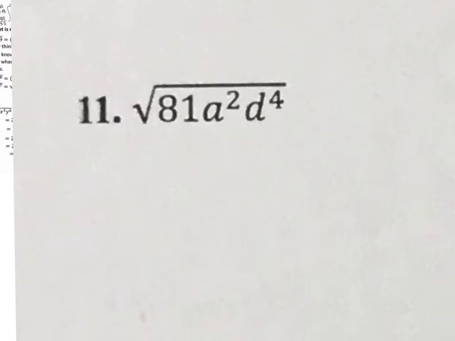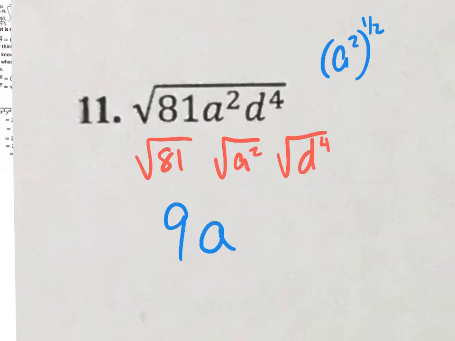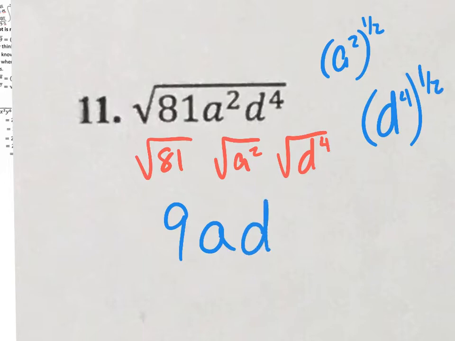Why? Because every single item in the square root right there works out perfectly. Check it out. When you split the root, remember, the square root of 81 is just 9. The square root of a squared, that's like saying a squared to the 1/2 power. So it's just like dividing it by 2, so you just get a. And the square root of d to the 4th, that's like d to the 4th to the power of 1/2. So again, it's like dividing the 4 by 2, and you get d to the 2nd.